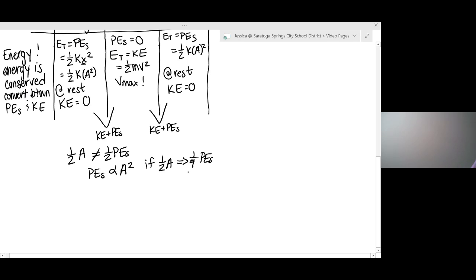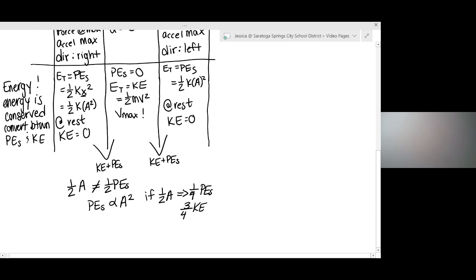And I think we went through this in your notes. We made a really similar chart to this. Okay. So that's it for this type of problem as far as energy.